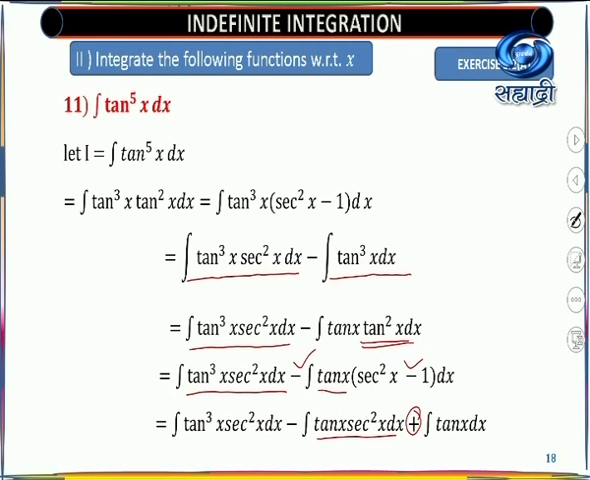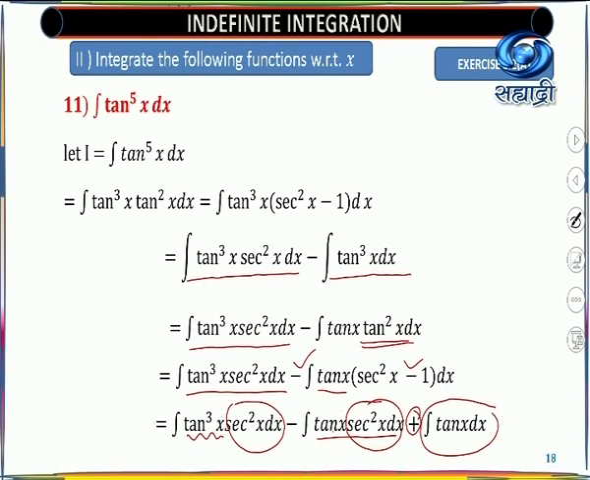Now this is a totally simplified function, because if you substitute for tan x, you know that sec square x dx is dt. So this you will get as t cube. Similarly here, if you substitute for tan x, you will get sec square x dx as dt.